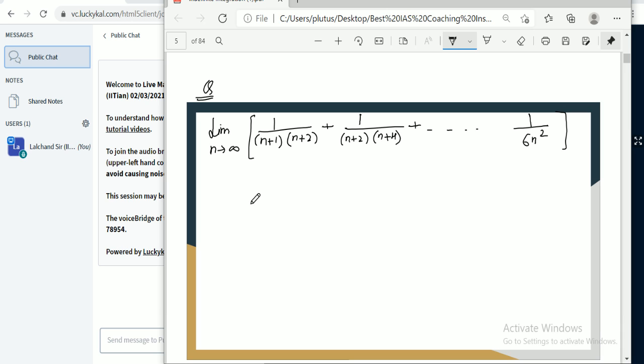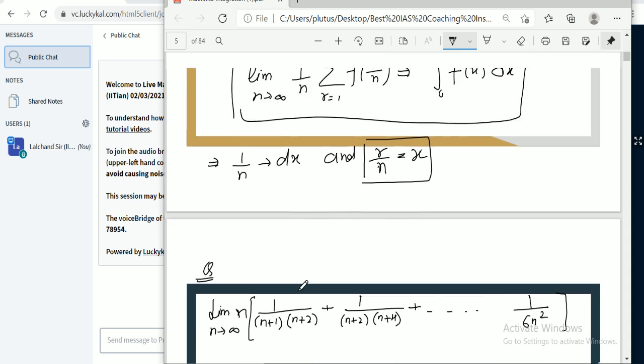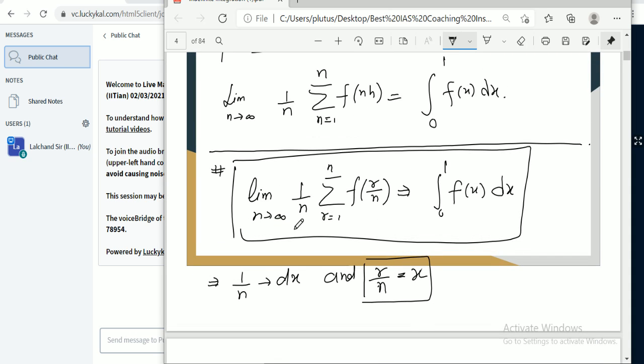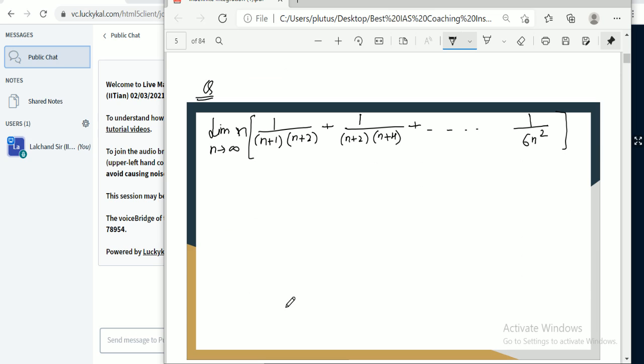There is an n outside here. We have an n in multiplication. Can we simplify this? First, make a sigma form of this. How do we represent this in sigma form? Try to make a generalized sigma form of this.